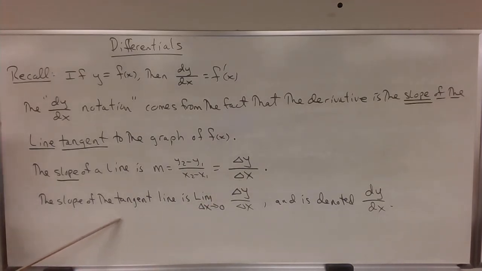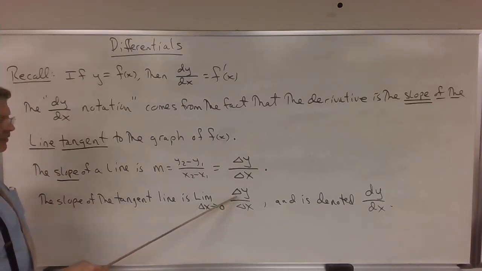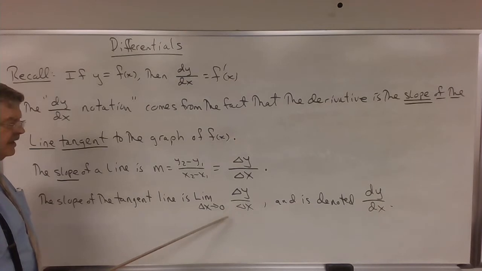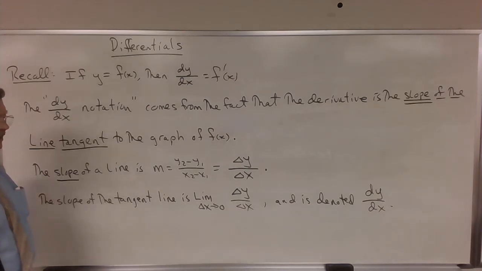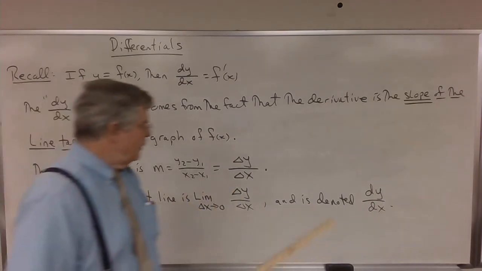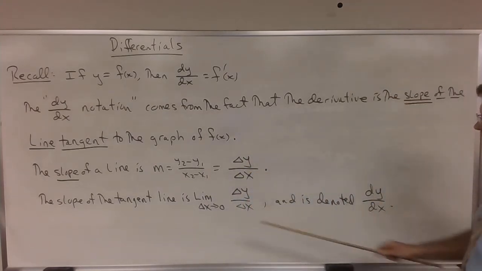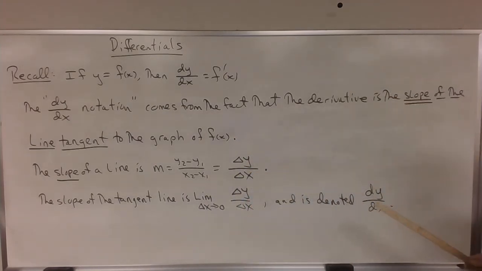And the slope of the tangent is the limit of this: delta y over delta x as delta x goes to 0. And we represent the quotient delta y over delta x as delta x goes to 0 as dy over dx.